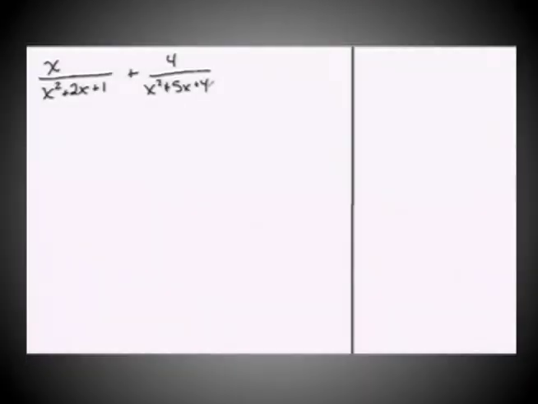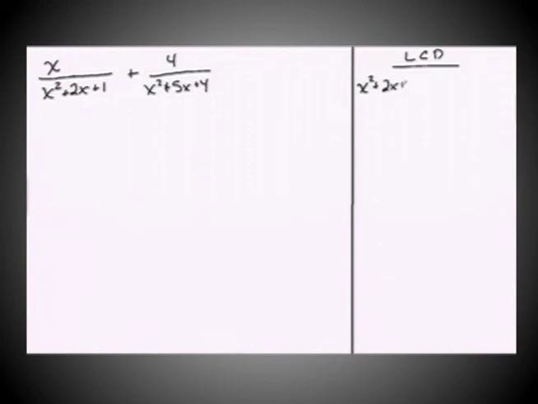All right, so we have the example of x over x squared plus 2x plus 1, and we're going to add that to 4 over x squared plus 5x plus 4. So the first step in our process is to find the LCD. So I've made myself a little space over here to do some LCD work, and I need to factor both of the denominators first.